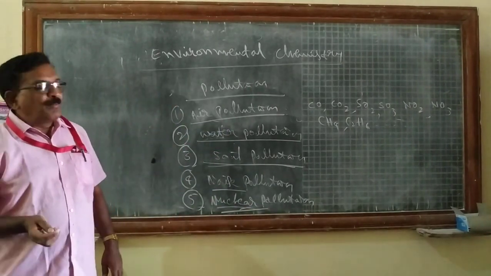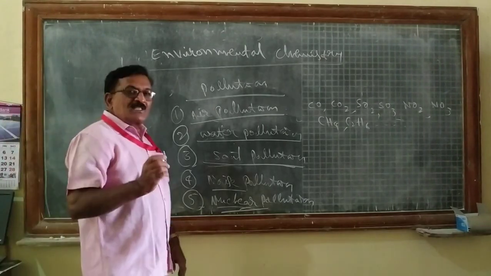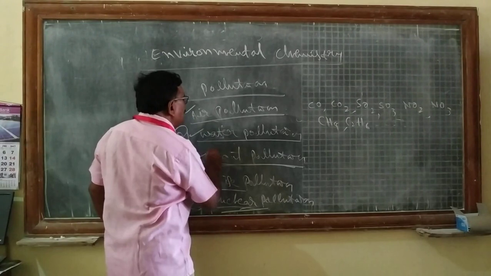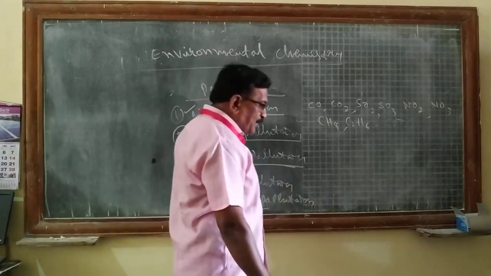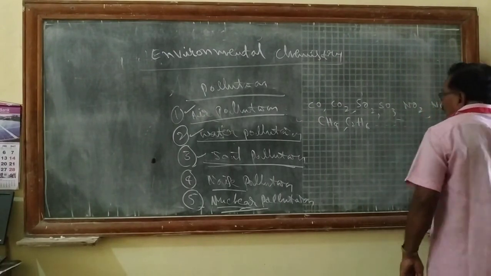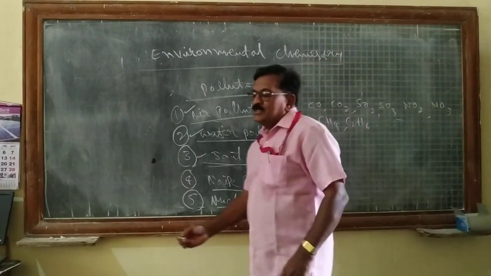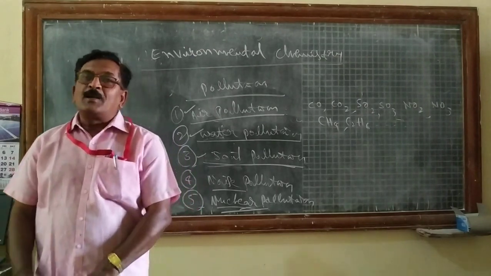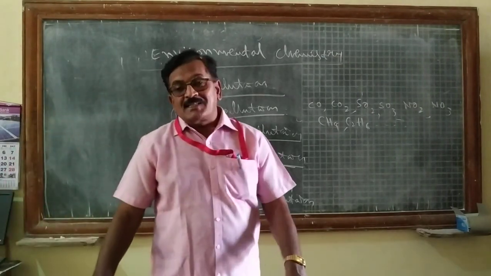Now we shall discuss your syllabus. That is air pollution, water pollution, and soil pollution. The water pollution includes marine water pollution, then river water pollution, and so on. Then what are the causes of air pollution?